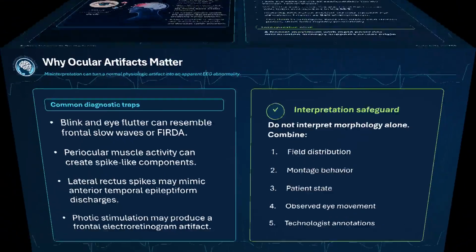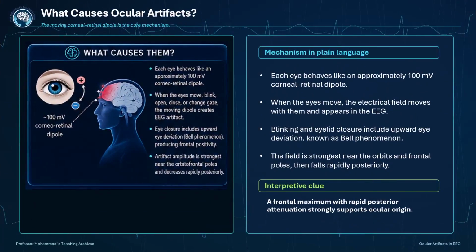Next slide, please. The key mechanism is the moving corneal retinal dipole. The eye is not electrically silent. The cornea is relatively positive and the retina is relatively negative. So when the eyes move, this electrical field moves as well and can appear in the EEG. This explains why ocular artifacts are usually strongest near the orbits, frontal poles, and anterior electrodes. Bell phenomenon is especially important because during eyelid closure, the eyes deviate upward, producing a characteristic frontal effect.